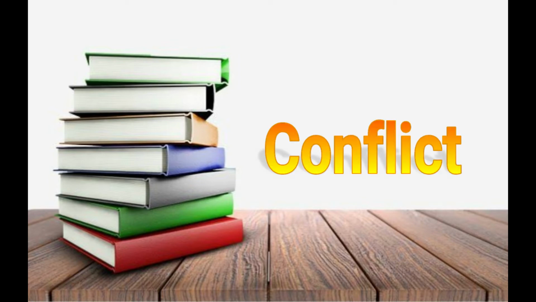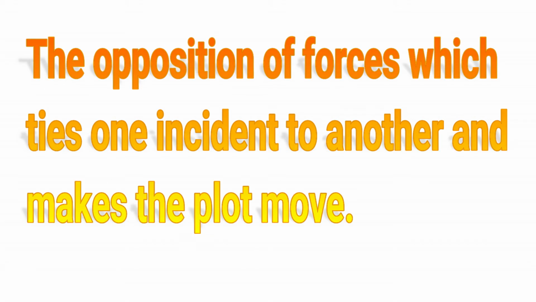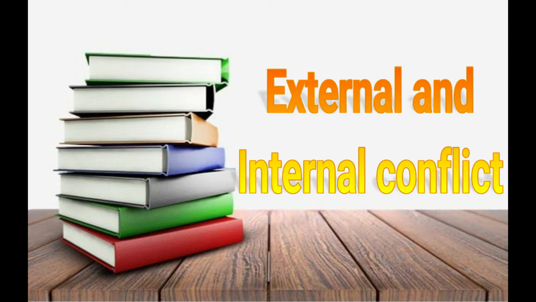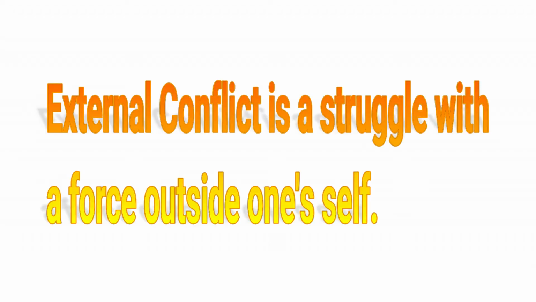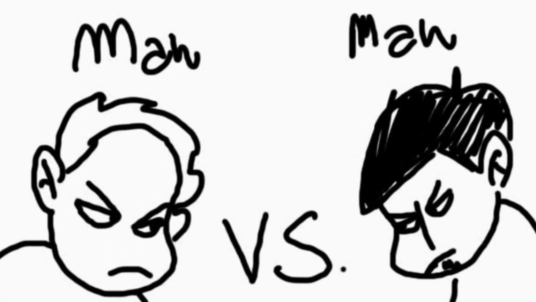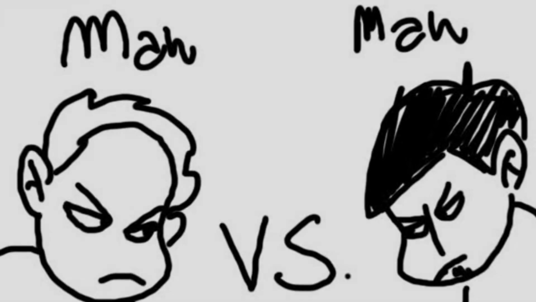Our next element is conflict. By definition, it is the opposition of forces which ties one incident to another and makes the plot move. There are two major types of conflict, which are external and internal conflict. The external conflict is a struggle with a force outside oneself, such as man versus man, wherein the character in the story has a problem with one or more characters.